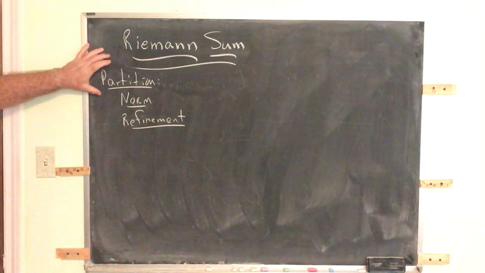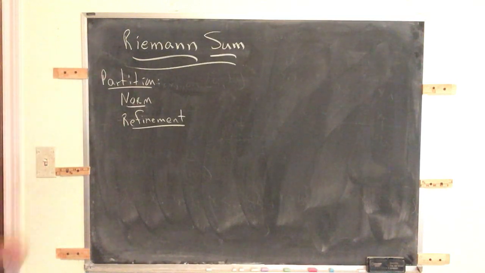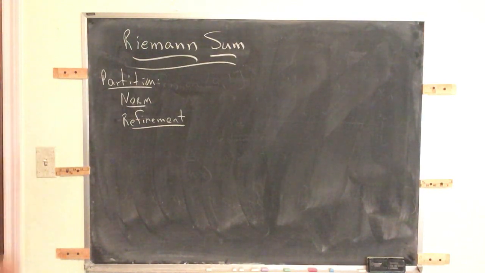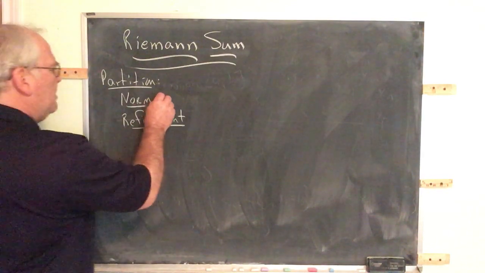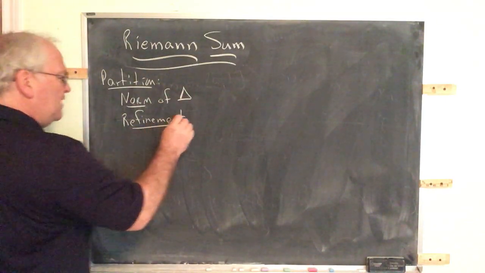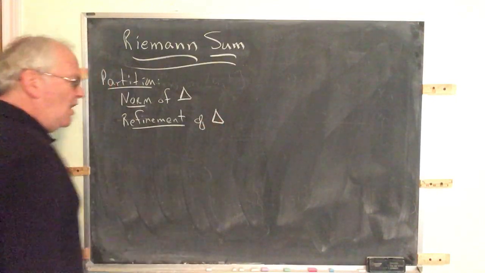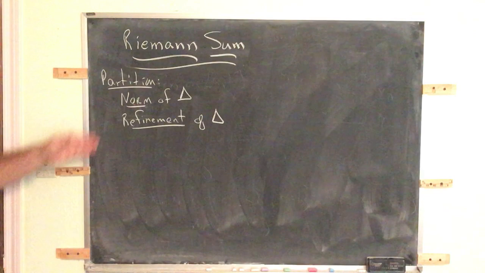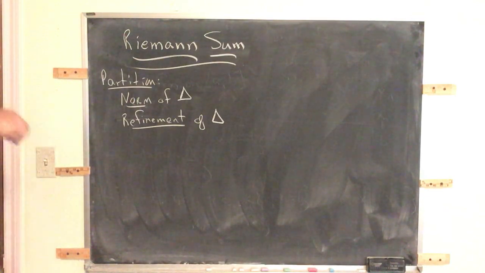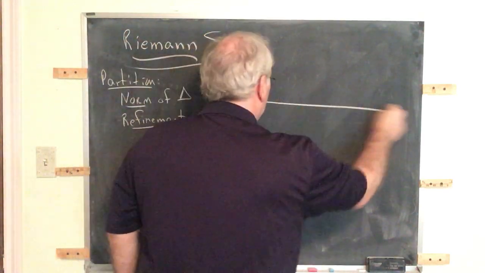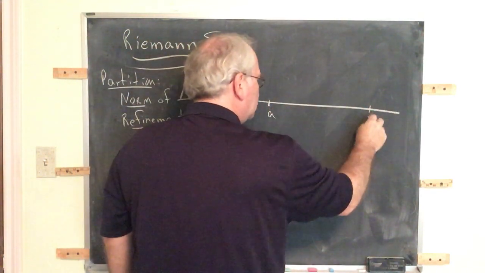Continuing with our discussion of what a partition is, what it represents, the information about it. A partition has two notions associated with it. One is called the norm of the partition, and another is a refinement of the partition. So, the norm of the partition, the refinement of the partition. Now, let's do a specific case here, or sort of a specific case.